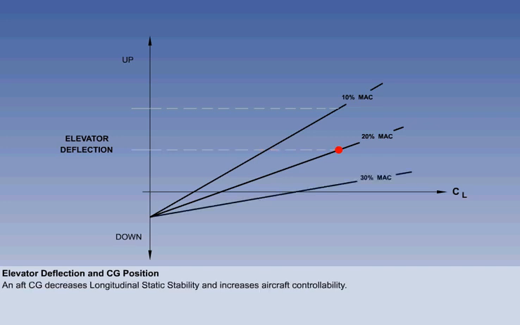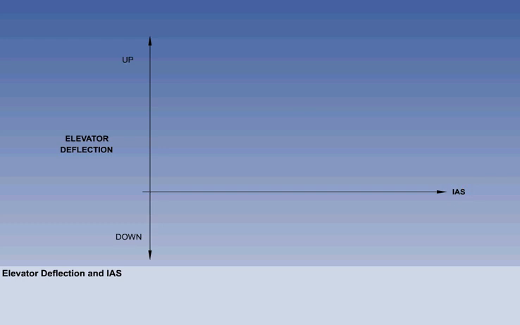With the CG even further aft at 30% MAC, there is less longitudinal static stability, and less up elevator is required to hold the same lift coefficient. This animation illustrates the increase in aircraft controllability with an aft CG. Please note that the horizontal axis of the graph now represents indicated airspeed.